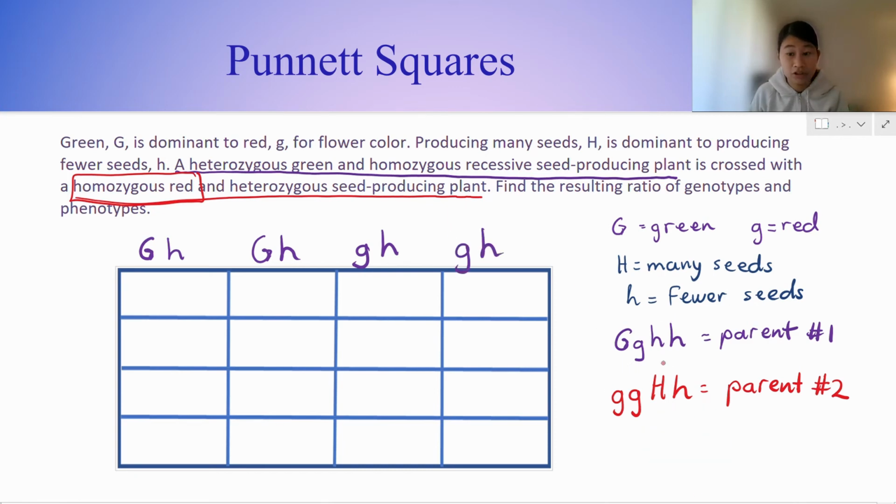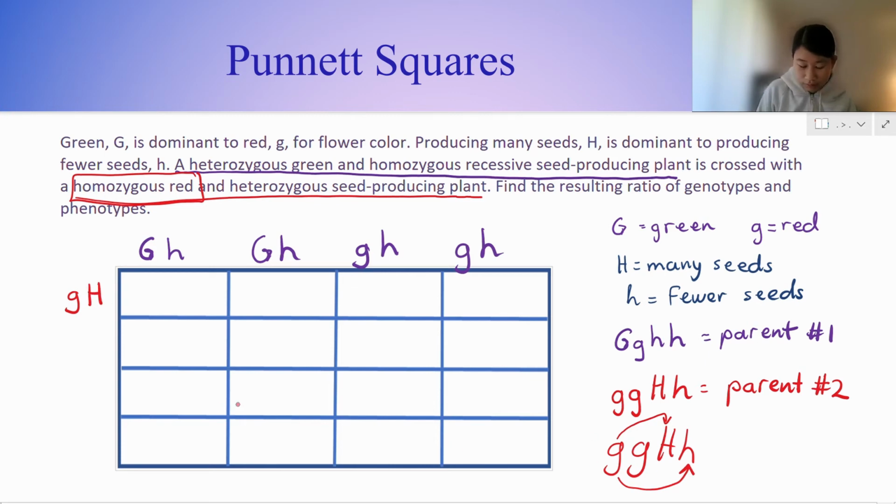Now let's find the combinations for this parent number 2. So for parent number 2, same thing. So we'll take the first one and we'll cross it with the first allele of the second gene and the second allele of the second gene. So the first one is little g and capital H. The other one is little g and little h.